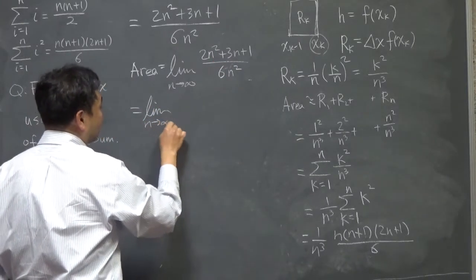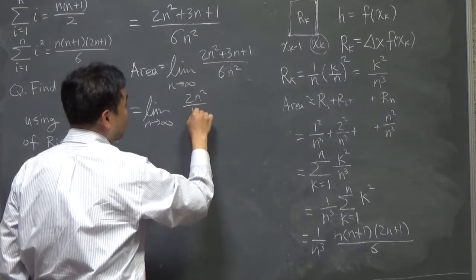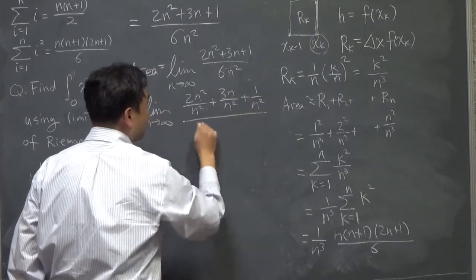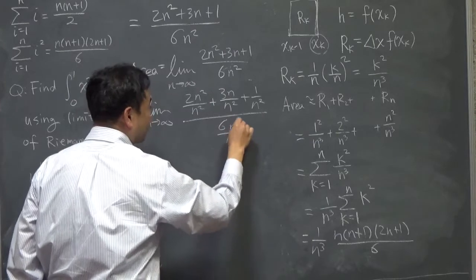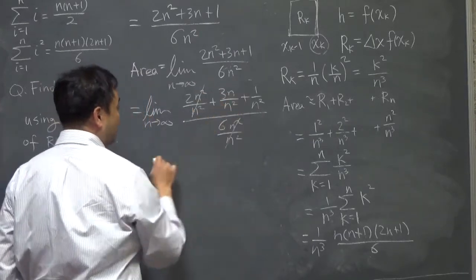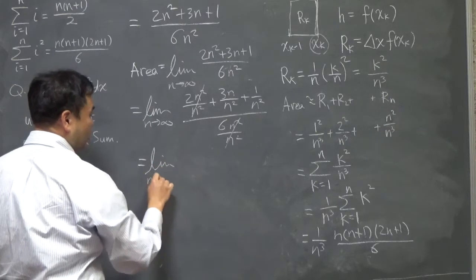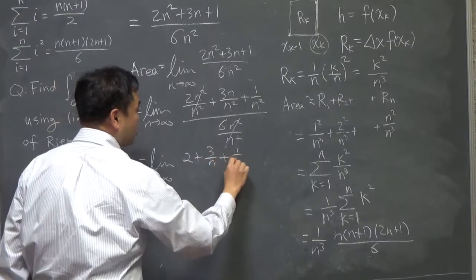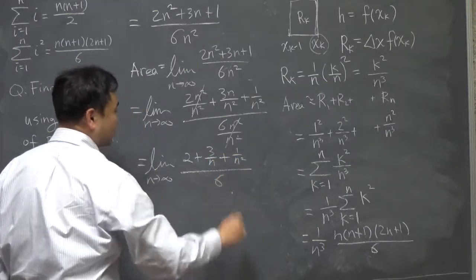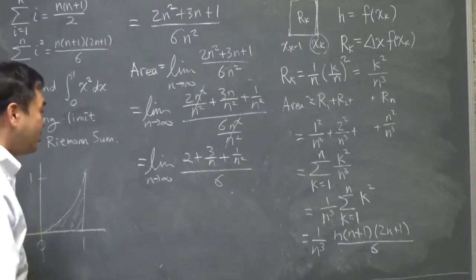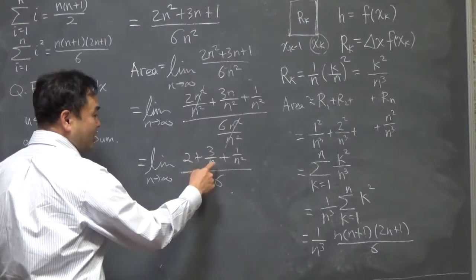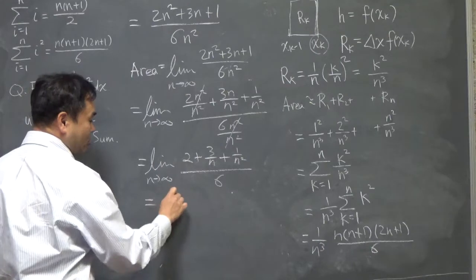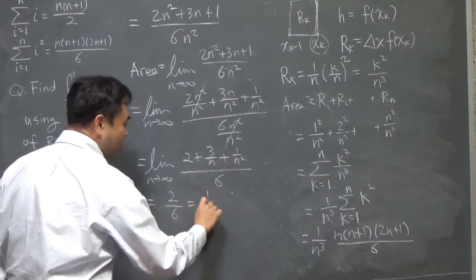Let's do that. So 2n squared is divided by n squared, 3n is divided by n squared, 1 is divided by n squared, and 6n squared is divided by n squared. They cancel. This one cancels. This is 3 over n. So you get the limit as n goes to infinity of 2 plus 3 over n plus 1 over n squared, all over 6. Okay? And then 3 divided by n as n goes to infinity would be 0. 1 divided by n squared as n goes to infinity will be 0 as well. So you're going to get 2 over 6, which reduces to 1/3.